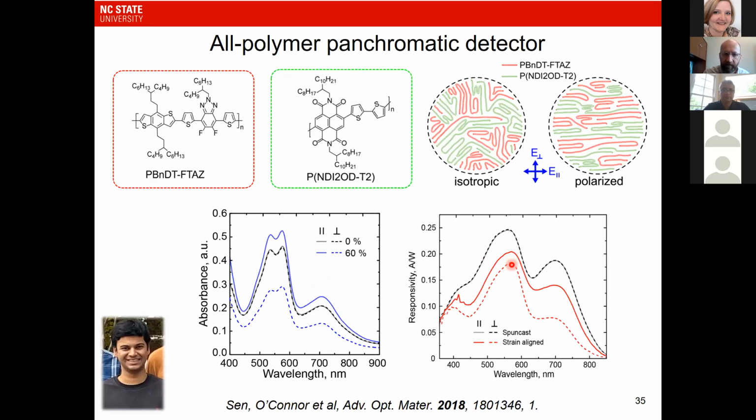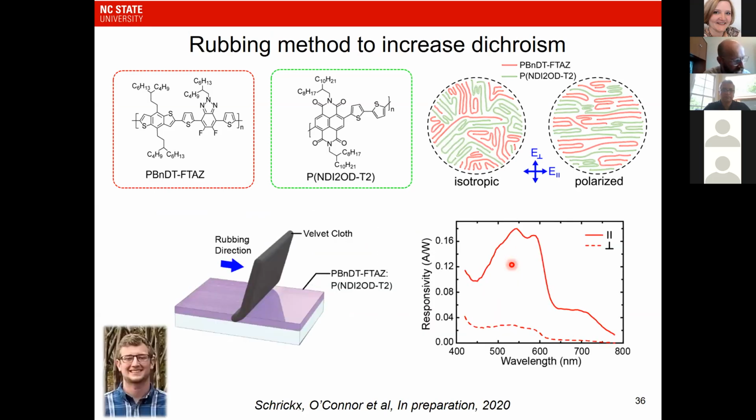And then even more recently, Harry, who's a graduate student in the lab now, used this rubbing method to push this responsivity difference even more. By doing that, we become more polarization sensitive, and the polarized light that's perpendicular to the alignment direction is highly transparent.